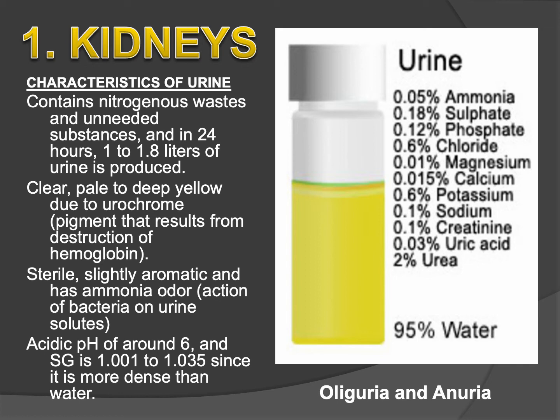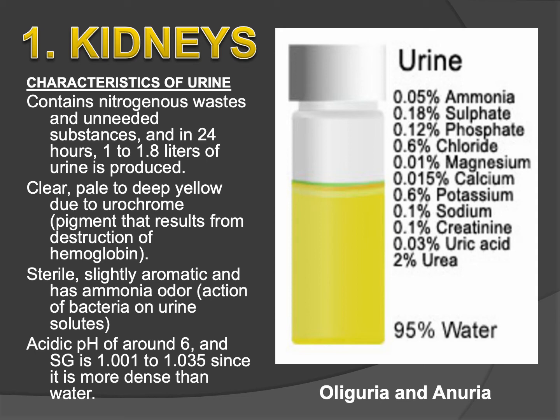Urine contains nitrogenous wastes and all the unneeded substances. In 24 hours, we usually produce 1 to 1.8 liters of urine. Normal urine output per hour is 30 to 60 ml per hour. Anong kulay ng urine? Clear, pale to deep yellow due to urochrome.